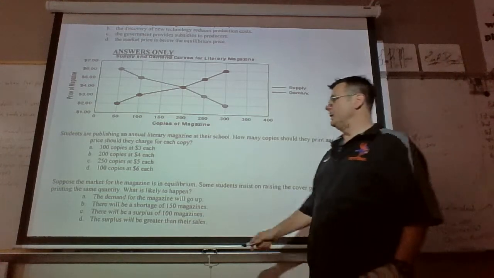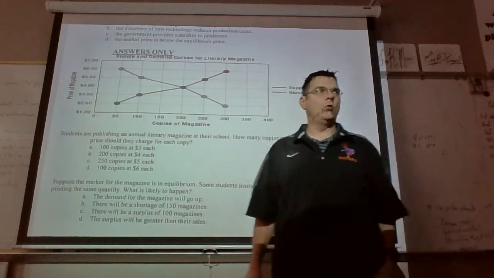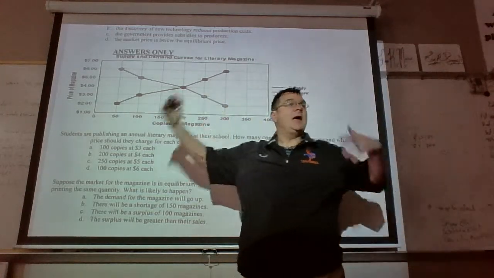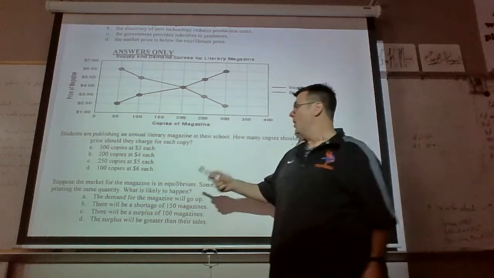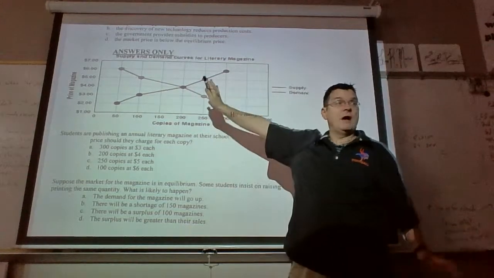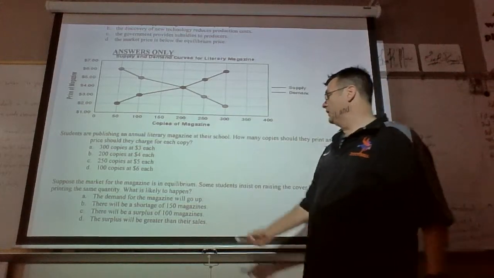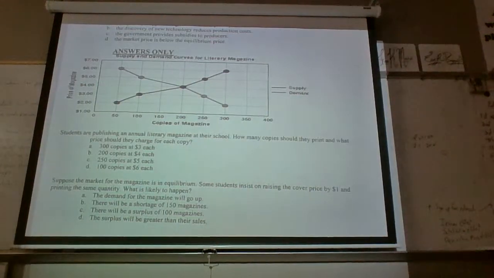Mostly correct answers, but let's go over the incorrect ones, okay? The demand for the magazine will go up. Okay? That's not a change in demand. We said that demand, and what other word can we use for demand? The curve. All right, we're not talking about the curve moving. Everything's staying on this curve, so it's not that one. There will be a shortage of 150 magazines. Well, let's take a look and see what's happening on this graph then.